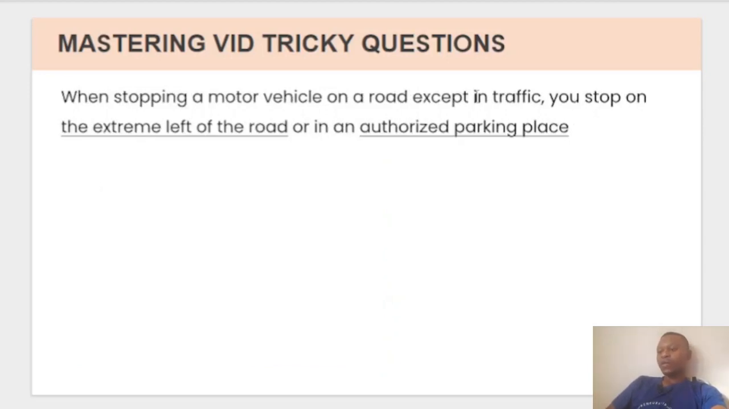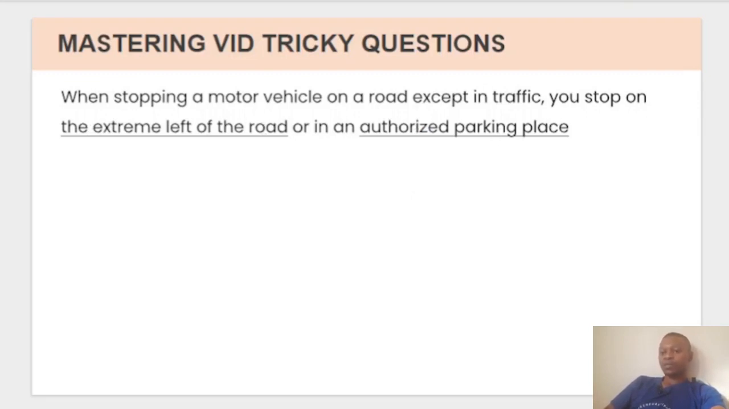When stopping a motor vehicle on the road except in traffic, you stop on the extreme left of the road or in an authorized parking space. This one is basically telling us the point where we are allowed to stop our vehicle, that is on the extreme left of the road, so that you don't disturb the flow of traffic, or in an authorized parking space.